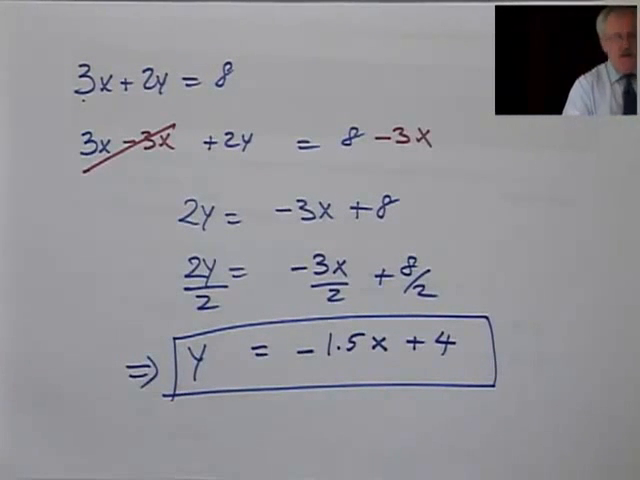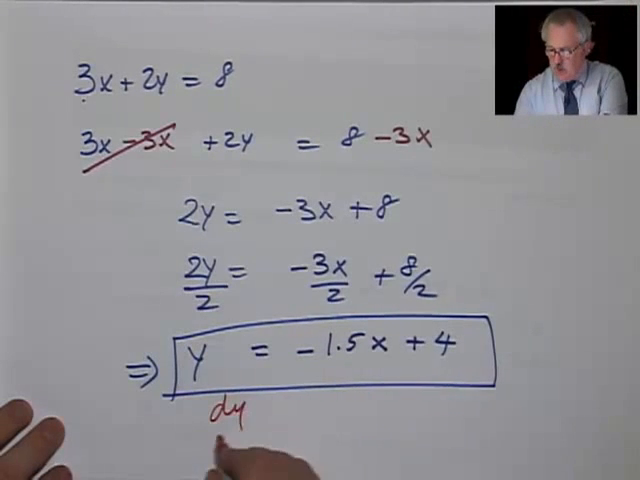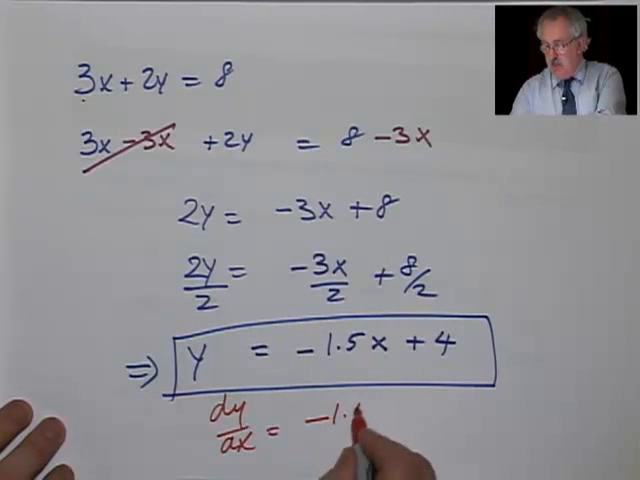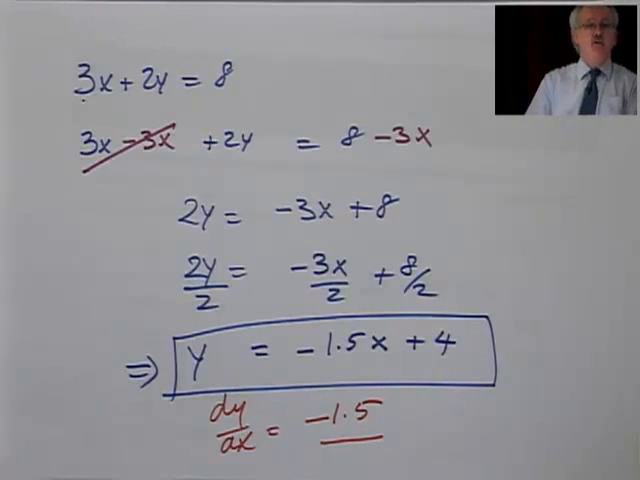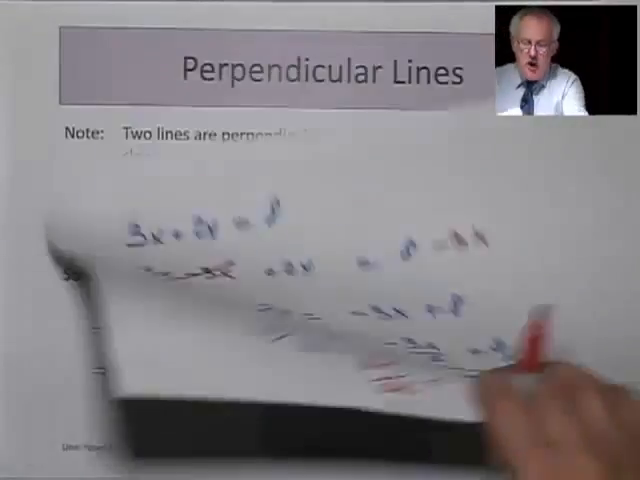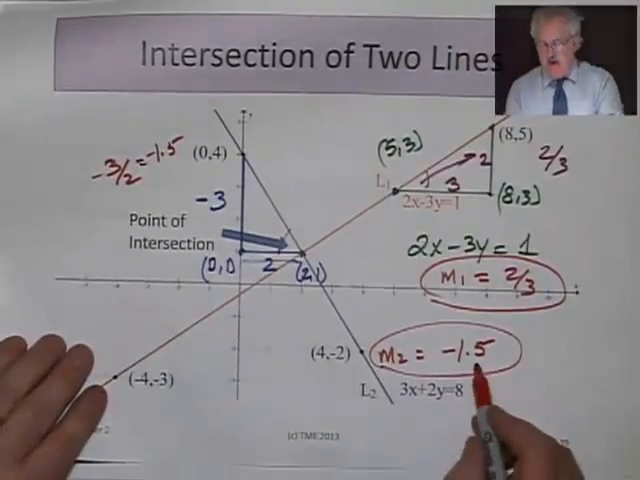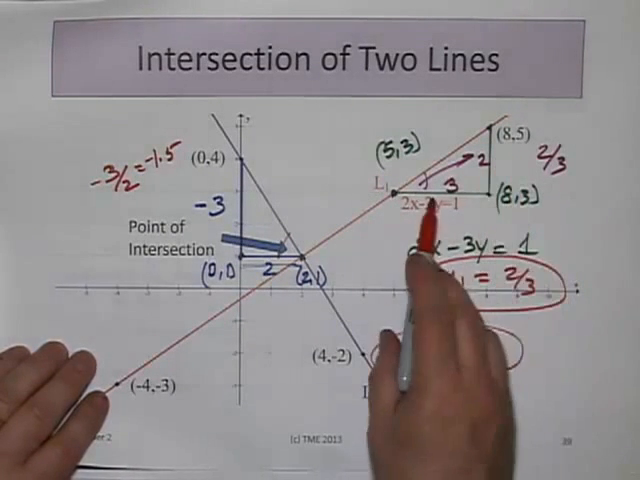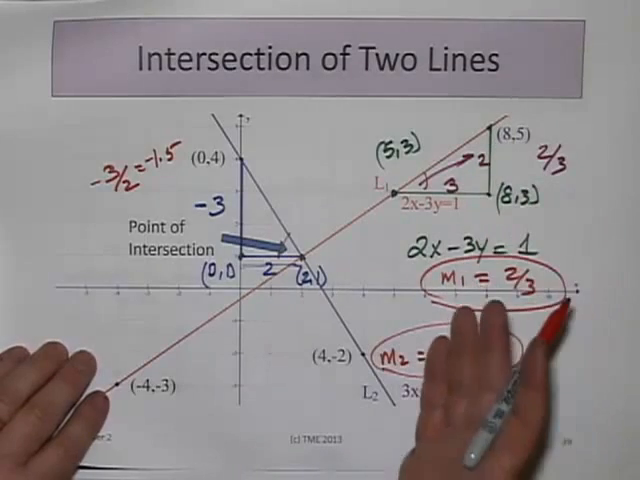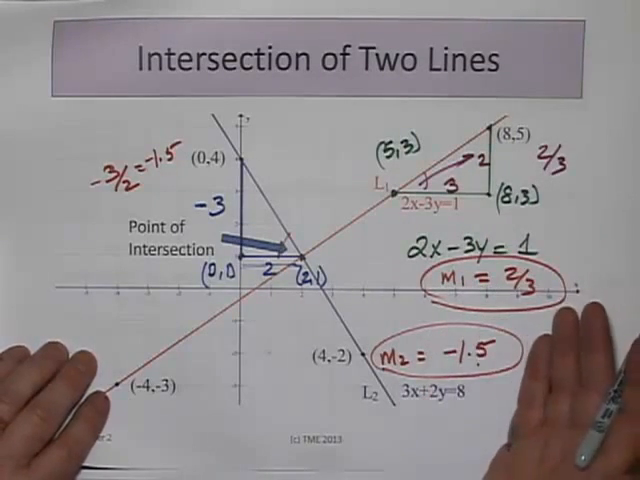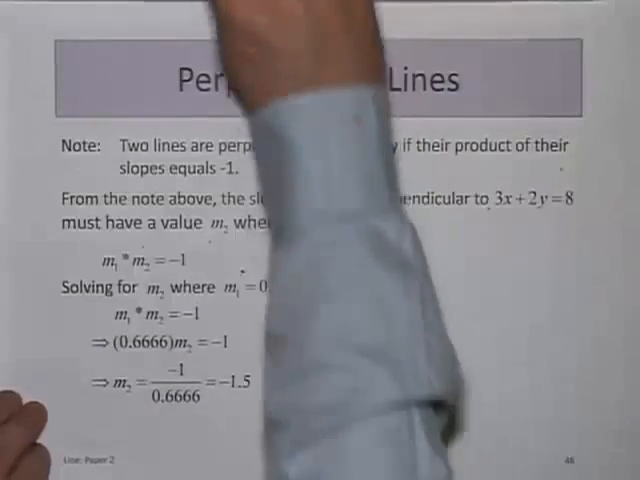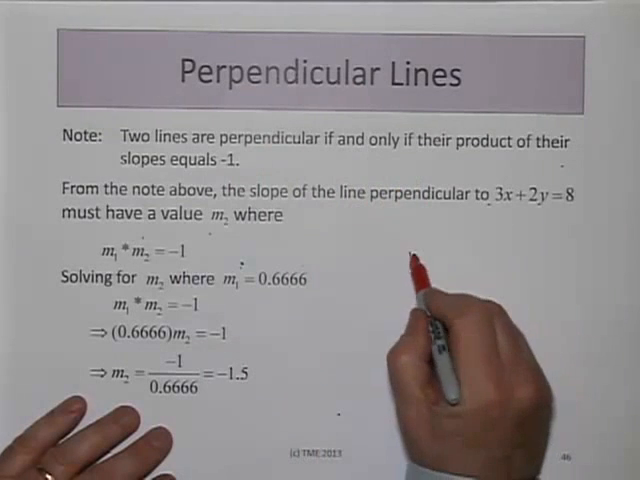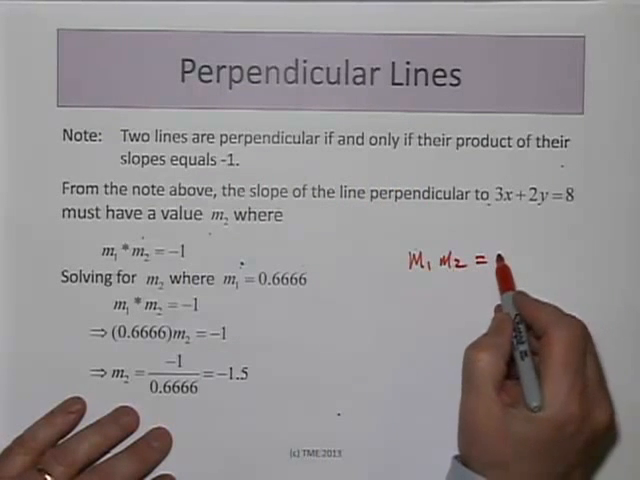Now, somebody told you that was the equation. What's the slope? What's dy/dx? Minus 1.5, isn't it? Is that okay? So now we know that these two lines have the slopes minus 1.5 and 2/3, whether by the triangles, by the two methods with the m's, or by dy/dx. Now, what does it say? It says the two lines are perpendicular if and only if m1 times m2 is minus 1.